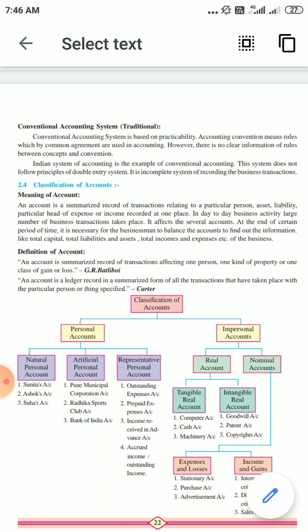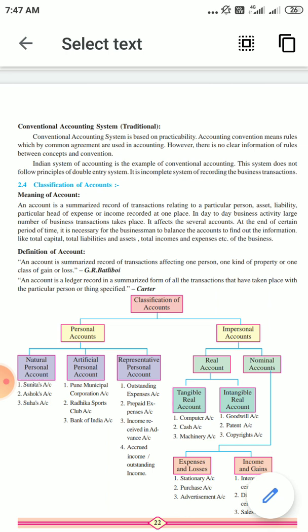Okay, so here these accounts are what? It is a summarized record of transactions relating to a particular person, assets, liabilities, a particular head of the expense, income, recorded at one place. Okay. Now, when you talk about the business, there are a large number of activities, there are a large number of transactions that take place in the business. So, when there are a large number of transactions, many accounts will be affected. Okay. So here there are three types of main accounts.